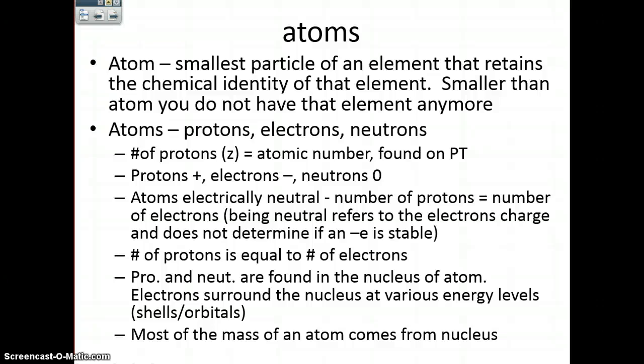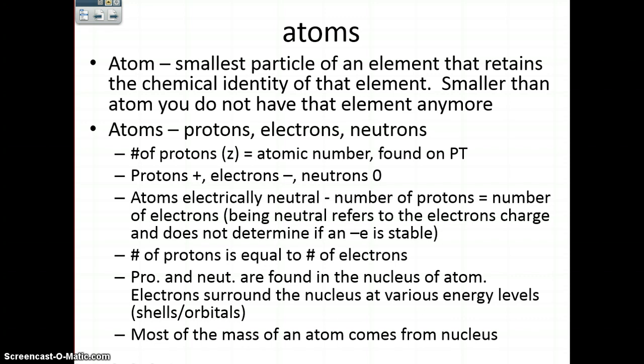The last lecture was all about the scientists and how we found out about atoms and the parts to the atom. An atom is the smallest particle of an element that can retain the chemical properties of that element. If you go smaller than an atom, you do not have that atom anymore. So you have an atom of a certain element, you go smaller than that, you don't have that element anymore, you have its parts. For example, if you have oxygen, if I go smaller than oxygen, I don't have oxygen anymore. I would have the protons of oxygen, the electrons of oxygen, or the neutrons of oxygen.